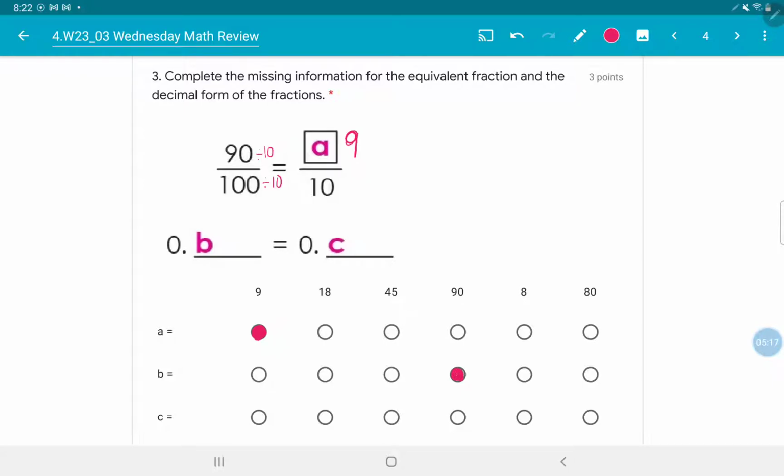How about 9 tenths? How are we going to write that, Owen? It would be .9. Very good. We would have 9 in the tenths place. 0, a decimal point, and then 9 would be the next number. All right.